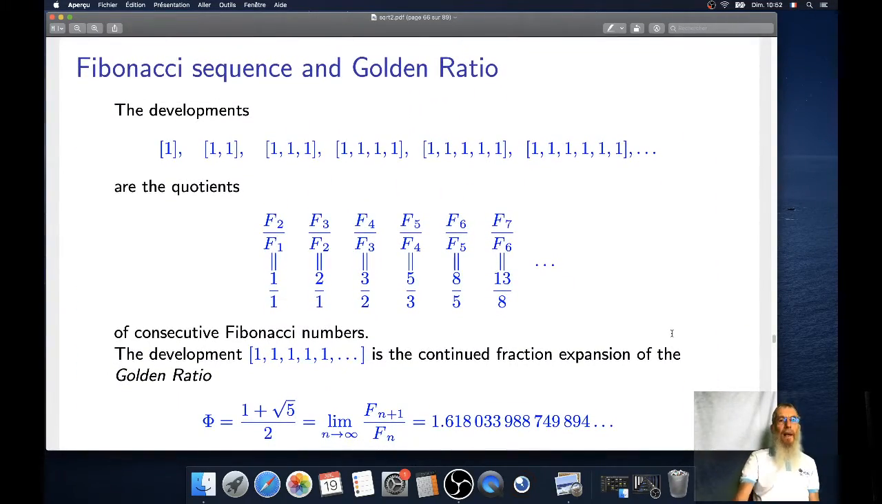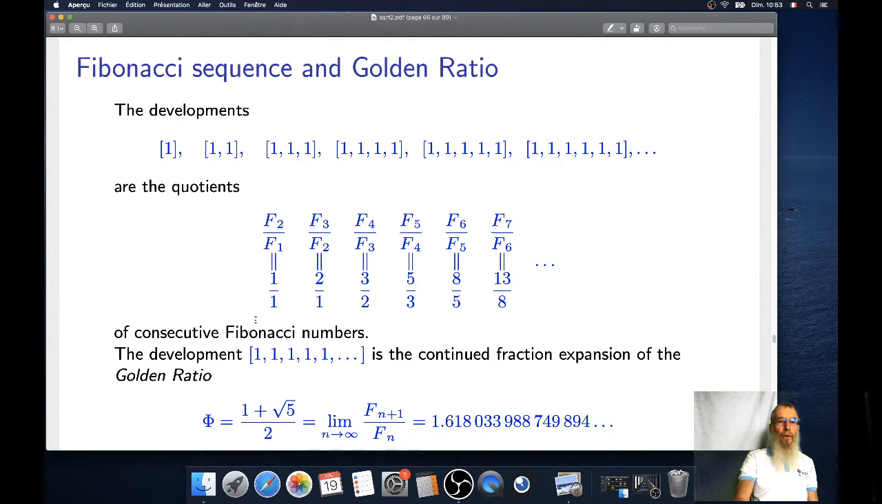I would like to conclude by explaining some connection between the Fibonacci sequence and the golden ratio. We have seen that the golden ratio has the continued fraction expansion given by only ones. If you truncate this continued fraction expansion after one step, two steps, three steps, what you get is the sequence of quotients of consecutive Fibonacci numbers. This is what I explained with the geometric construction of the Fibonacci sequence.